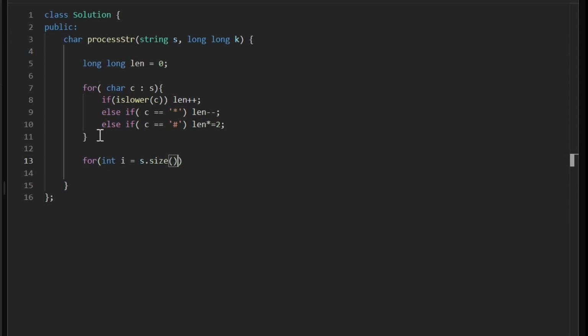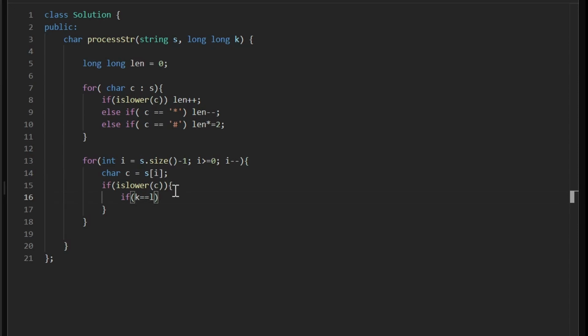S dot size minus 1, i greater than or equal to 0, i minus minus. So if we get a lowercase English character, first let's get the character equal to the index of that string. If we get the lowercase character, first we check if k equal to length minus 1. If k equals length minus 1, we return the character. If we didn't get k equal to length minus 1, we just undo that process and reverse engineer it: length minus minus, since we didn't get our desired character.